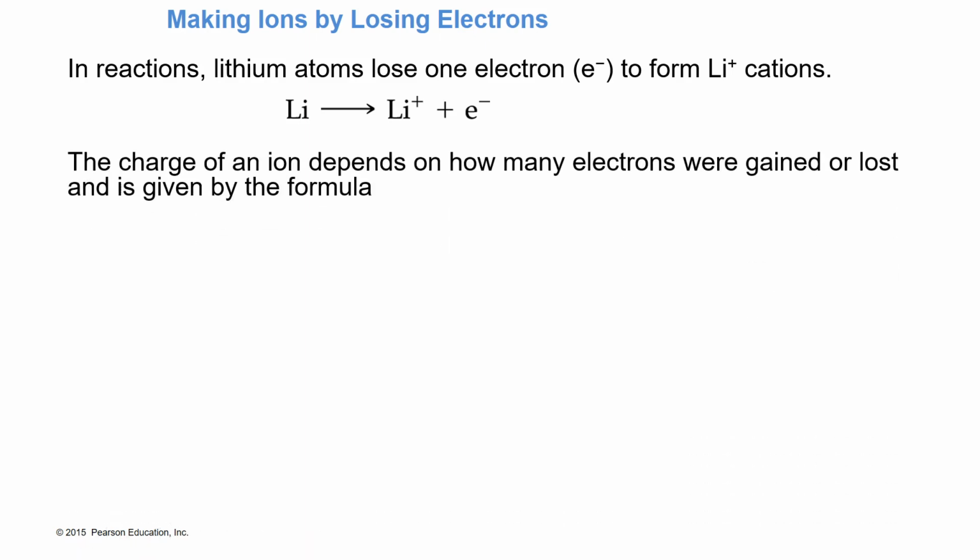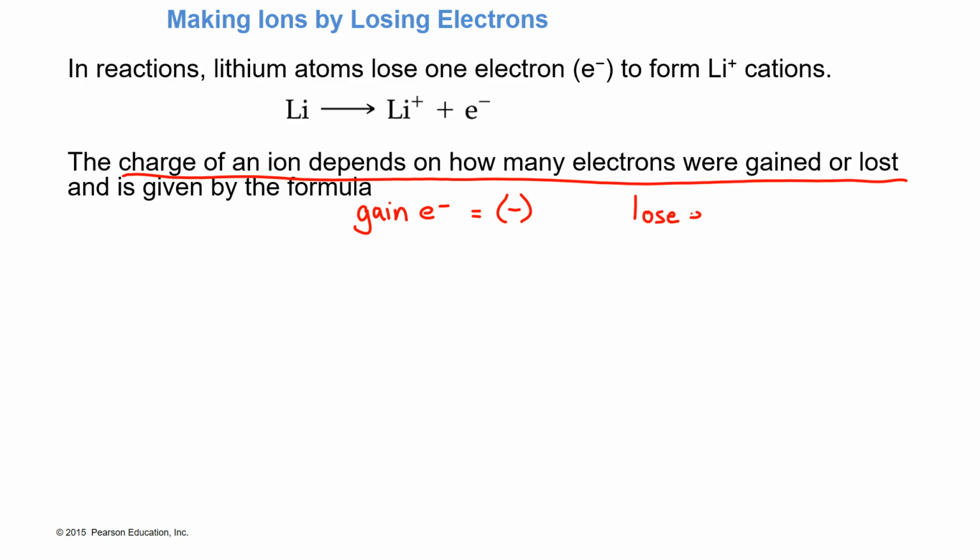The charge of an ion will depend on how many electrons are gained or lost. So again, if I gain electrons, that's going to produce a negative charge. If I lose electrons, that's going to produce a positive charge.